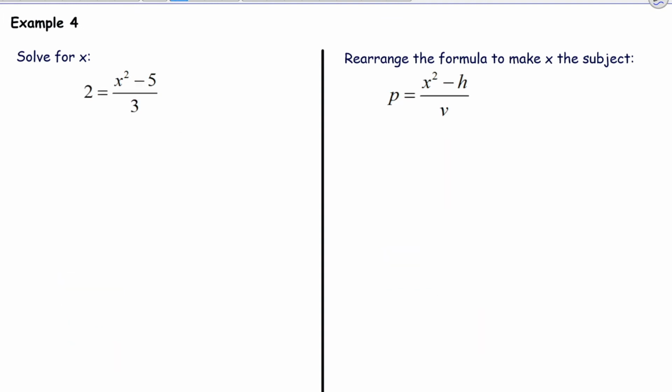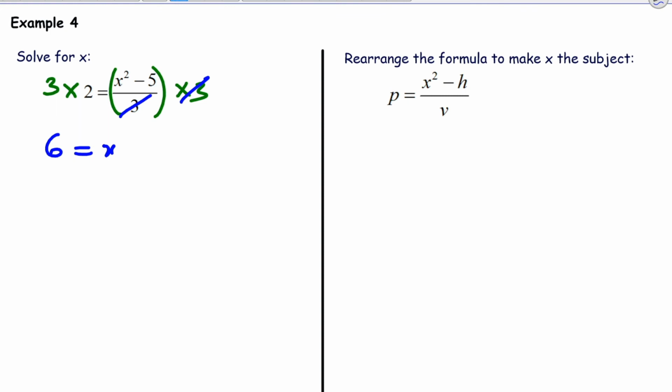Next question, solve for x. So what we need to do here is get rid of the denominator, multiply the whole of this by 3. 3 divided by 3 is 1. So you are left with a simple equation.